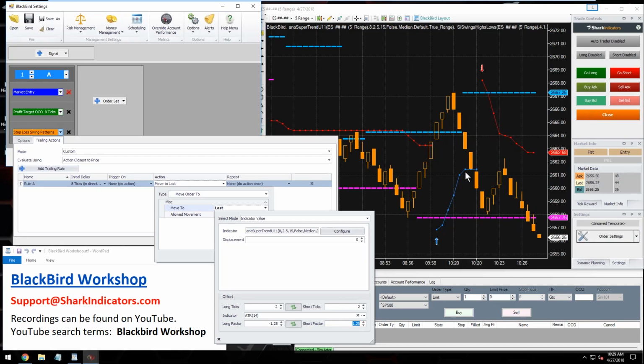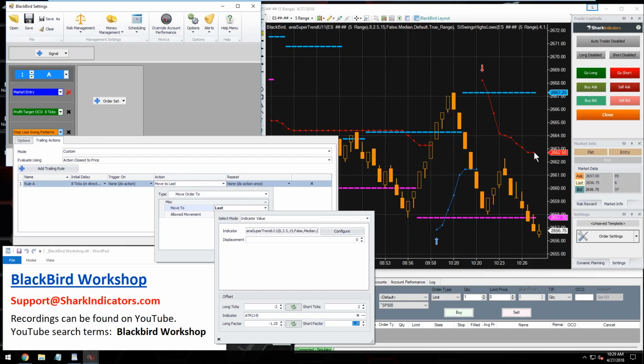Since this is a 5 range bar, that's going to be approximately 6 or 7 ticks. So you take the SuperTrend value, add 2 ticks for the 2 tick offset, and then add another 6 or 7 ticks for the ATR 1.25 multiplier, and add that.